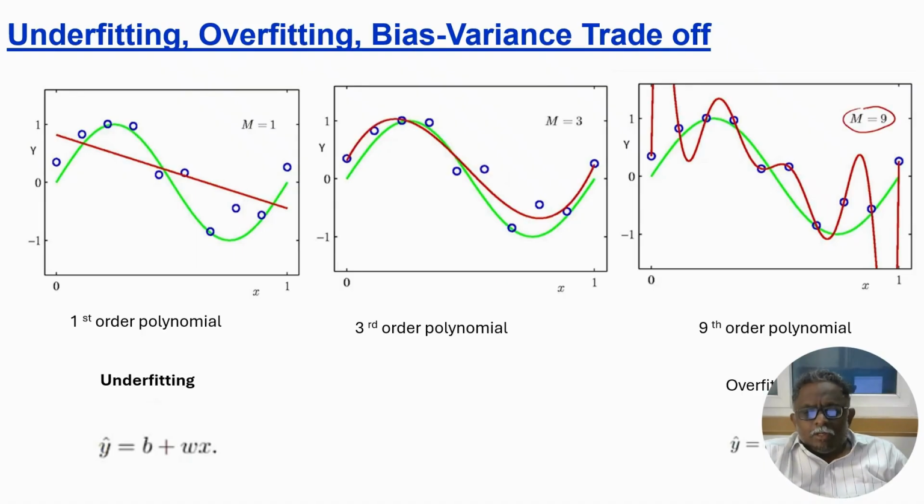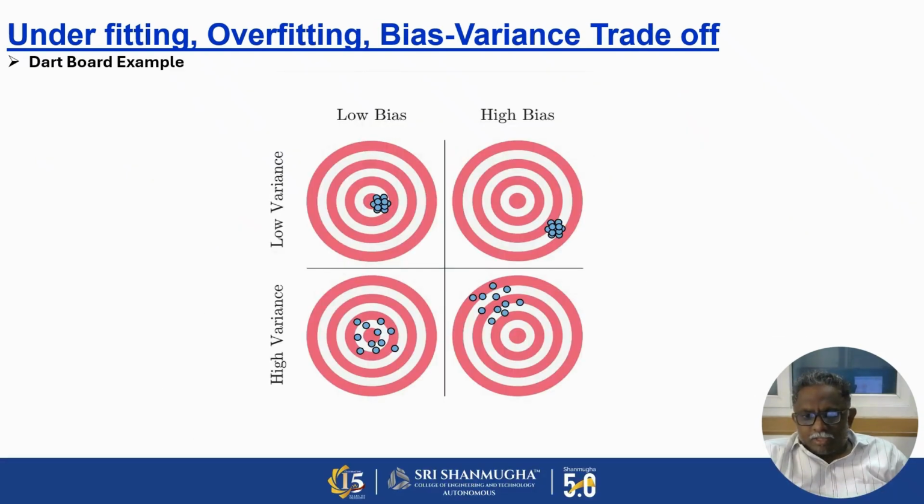So we should have a generalized one. That's why the bias and variance trade-off is important in machine learning and deep learning. So let's see what bias and variance are by explaining the things using a dartboard. This is something we come across in our school days and in any play game area.